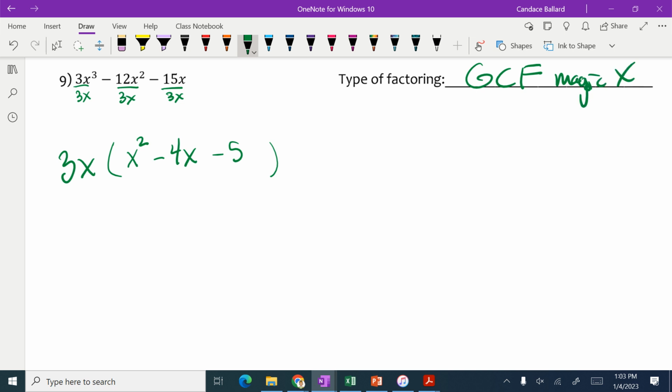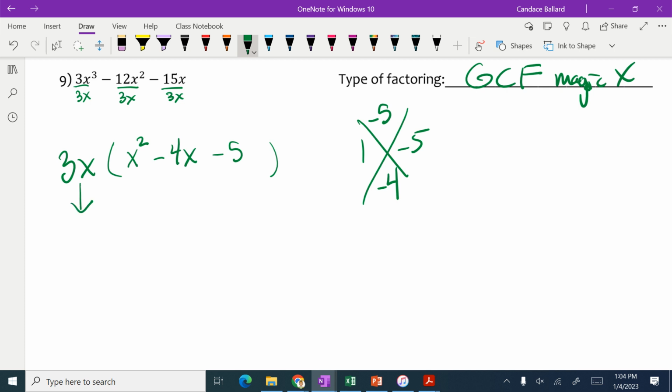What do I need to check? Okay, so let's check our magic X. It may or may not work, okay? So I need 2 numbers that multiply to negative 5 and add to negative 4. Oh, there it is again, right? 1 and times something. 1 and negative 5. Everybody good? They multiply to negative 5, add to negative 4. Do we have a leading coefficient in this little chunk here? No, so I can just do my binomial times my binomial.